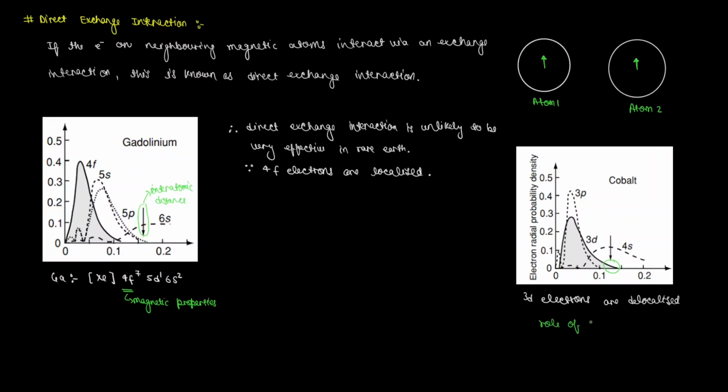These materials are metals, which means that the role of conduction electrons should not be neglected. And a correct description is needed to take account of both localized and delocalized character of electrons. So therefore, in many magnetic materials, it is necessary to consider some kind of indirect exchange interactions. So now let us consider the indirect exchange interaction in ionic solids, which is also known as superexchange.